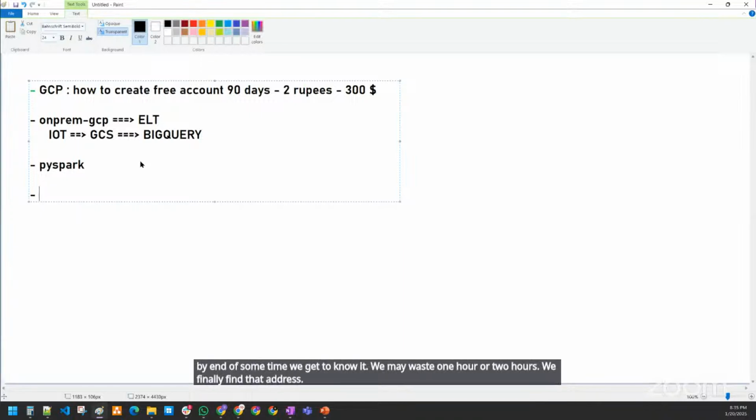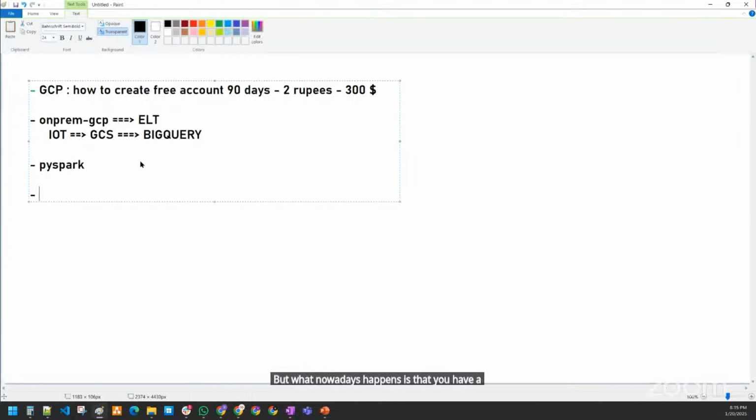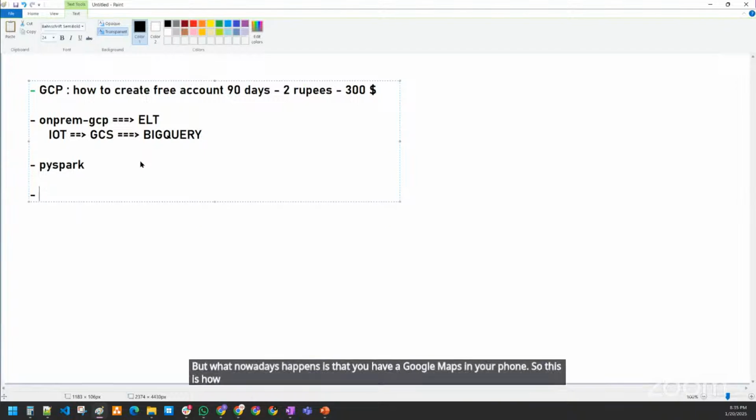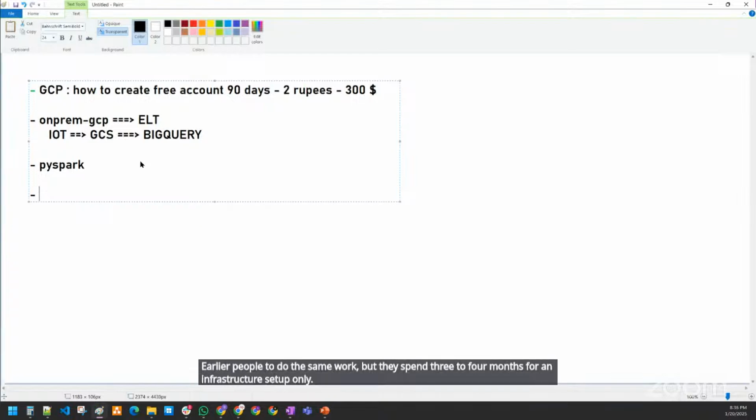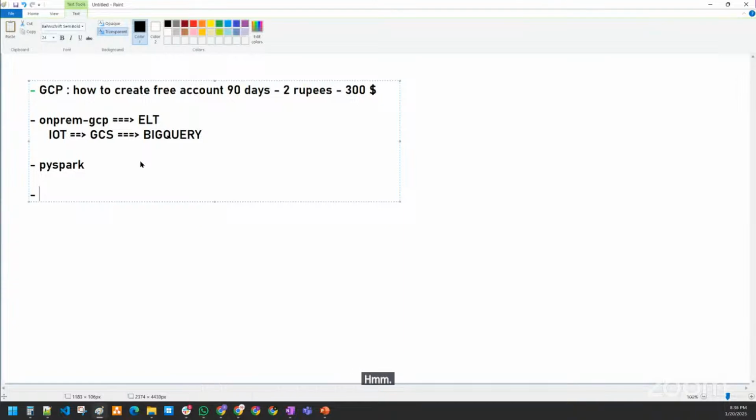But nowadays you have Google Maps on your phone. This is how the trend is happening, right? When you have Google Maps, you go there directly, so you are saving a lot of time. The same thing happens here. Earlier, for the same work, people spent 3 to 4 months on infrastructure setup only. But now that infrastructure setup can be done within 1 week itself, saving a lot of time.